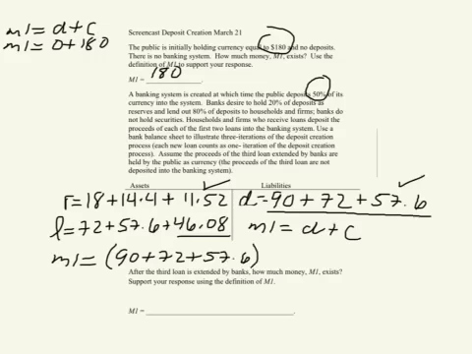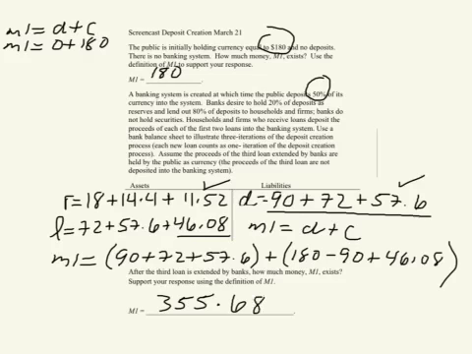And now I'm going to get the currency, and I want to be careful here. My currency, well, I had 180, but half of that, $90, was put into the bank and became a deposit. So I've got to subtract that away. And then we said that the third loan is held as currency, so I want to add that: 46.08. That's my currency portion of M1. So if I add all that together, you'll get $355.68. And that's how much money is now in the economy.